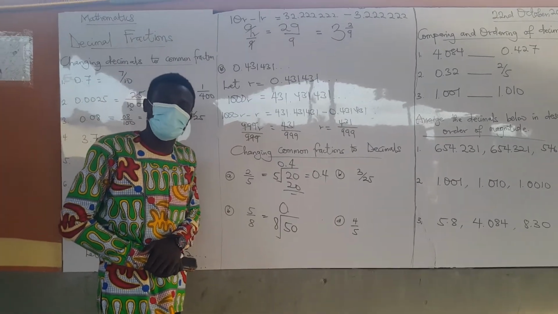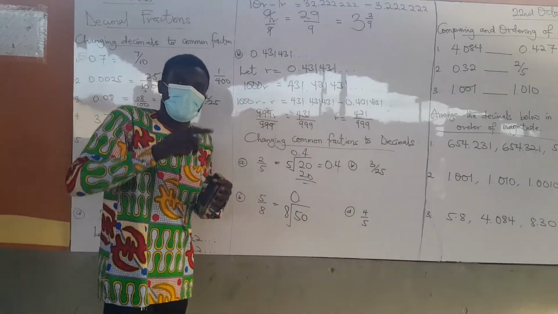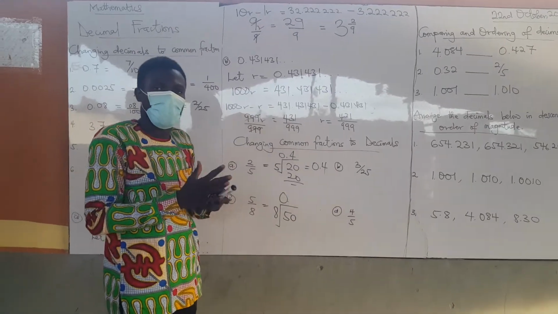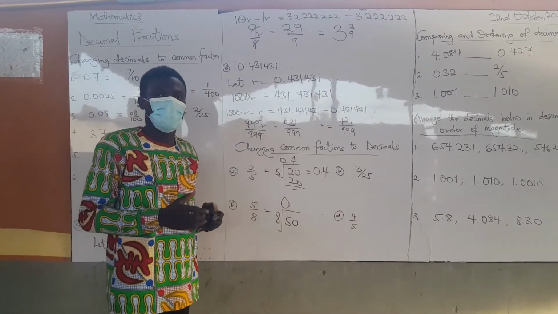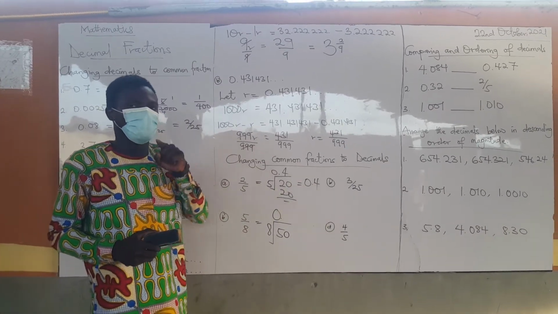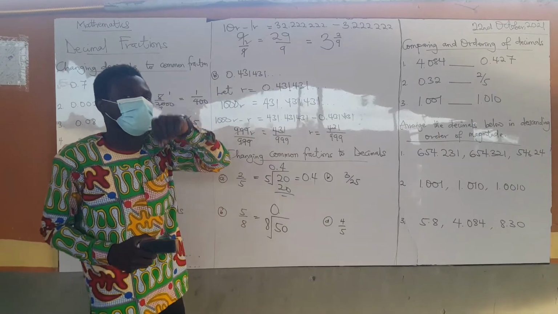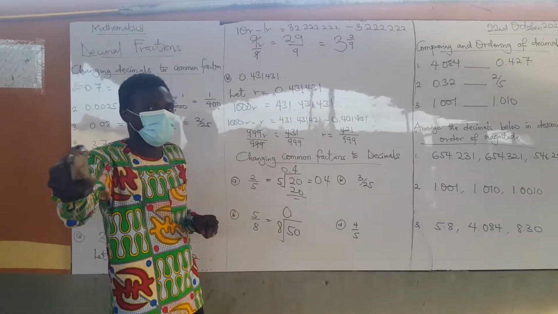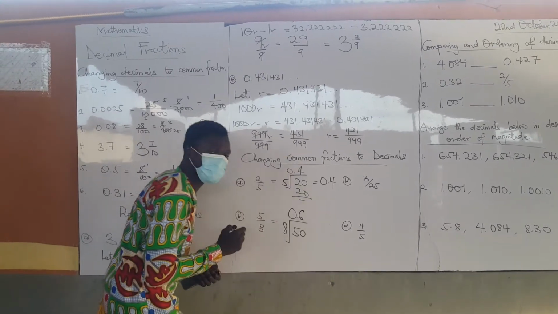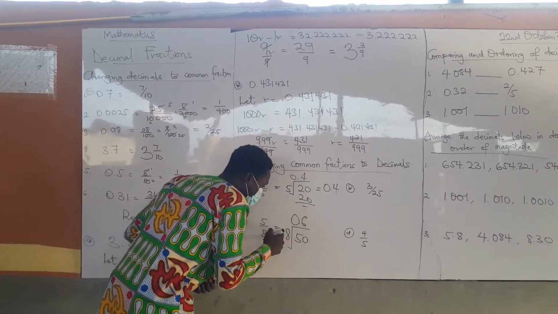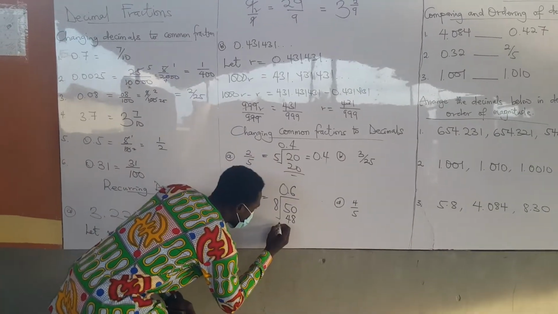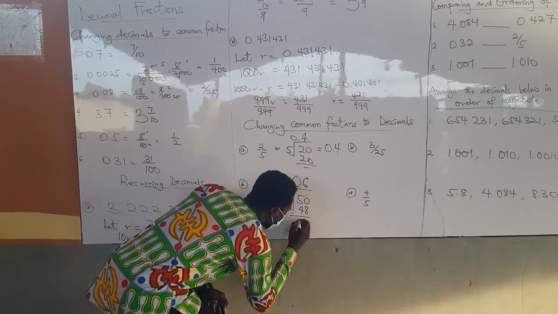Then we ask ourselves, can 8 now go into 50? To know the exact number, ask yourself, 8 times what will give me something closer or exactly 50? When you recite your 8 times table, 8 times 5 is 40. 8 times 6 is what? 48. So it means 8 will go into 50 6 times. Now you subtract 48 from 50, we are going to get 2.